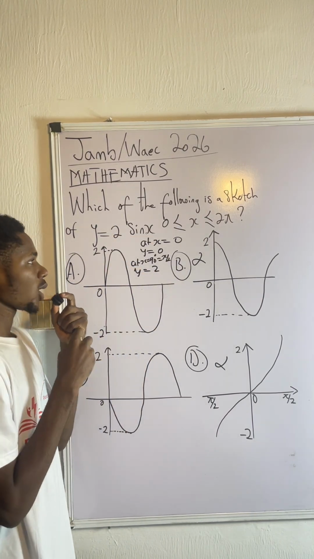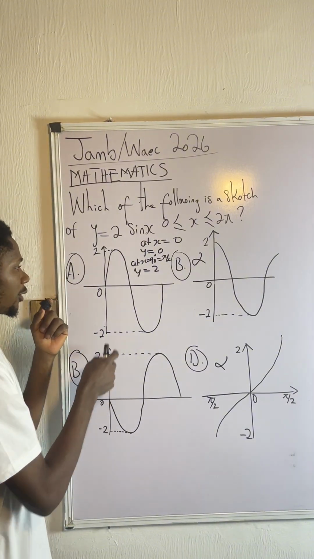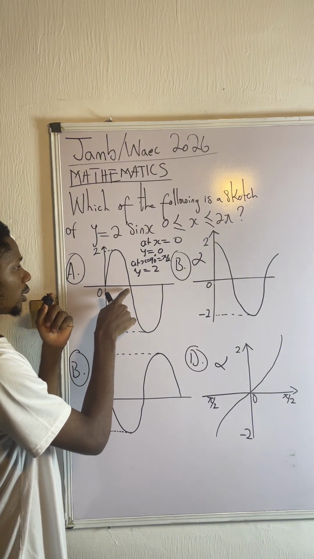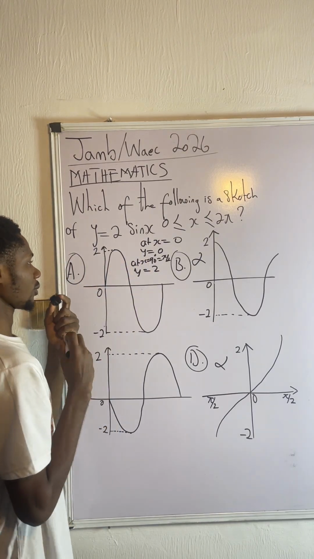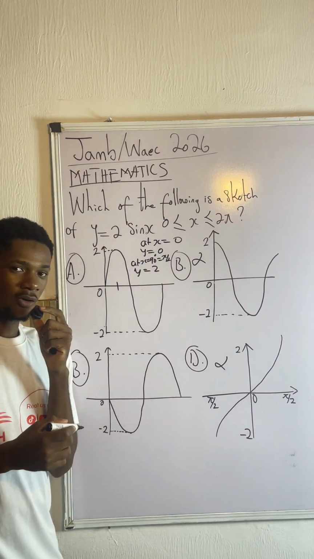So let's now check. When x is 0, what will be the value of y? For this one, when x is 0, y is 0. Now, what about when x is 90? 90 is 1 over 4 of a circle, okay?